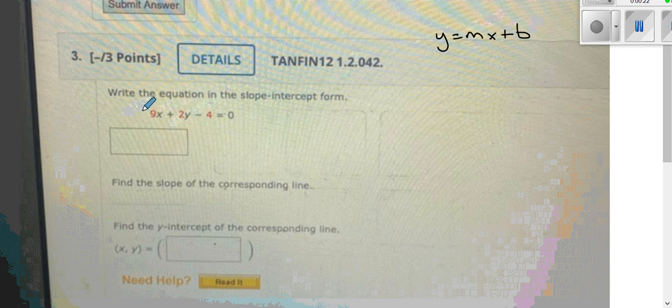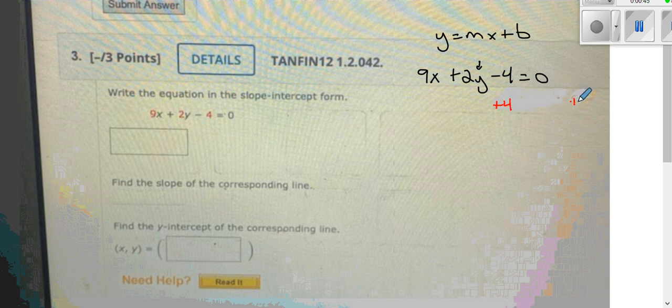So we have to have this y by itself, right? So right now the equation looks like this, 9x plus 2y minus 4 equals 0. So all I'm going to do to get it in this form is to get this y that's right here, right? I need to get it completely by itself. So to do that, I'm going to start by getting rid of this 4.